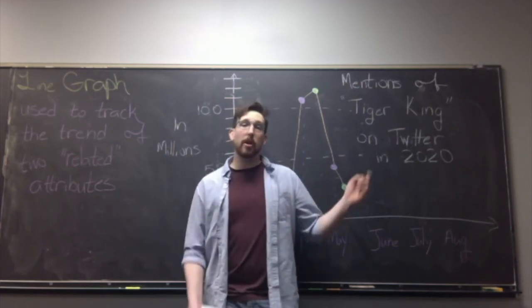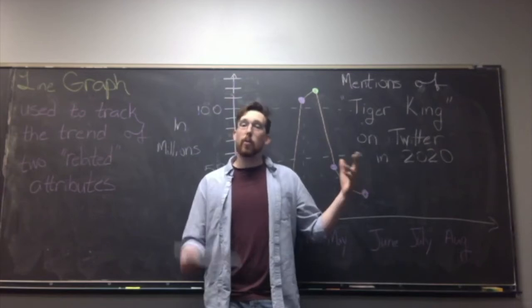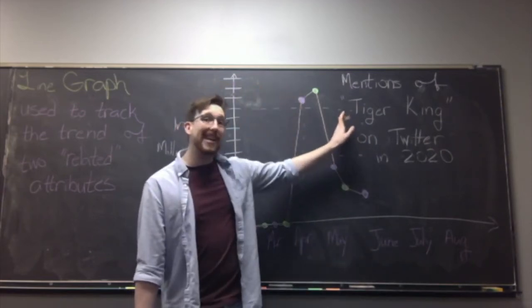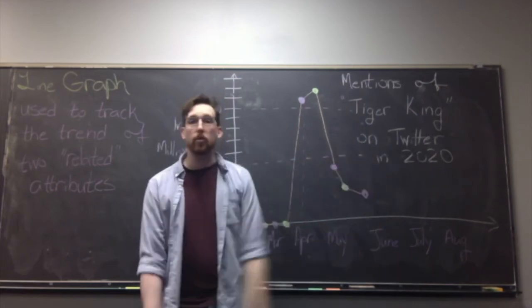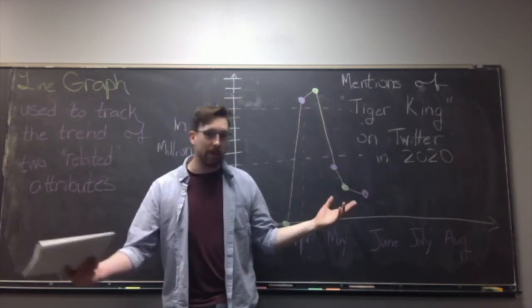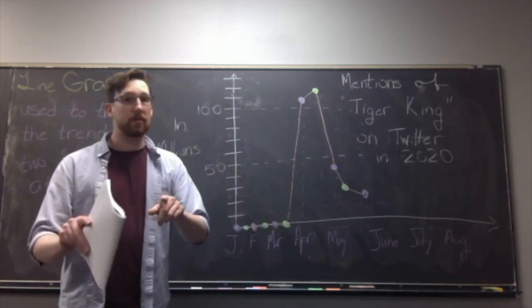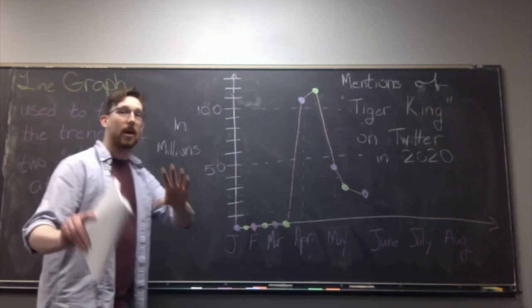In particular, let's consider this line graph, which is supposed to be the line graph of the number of mentions of Tiger King on Twitter in 2020. Because who didn't like Tiger King? If you ruin it for me, I swear I will fail you. Okay, I might not fail you, but I will give you a hard time.